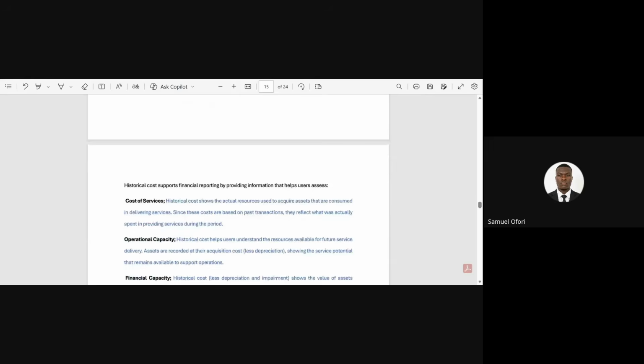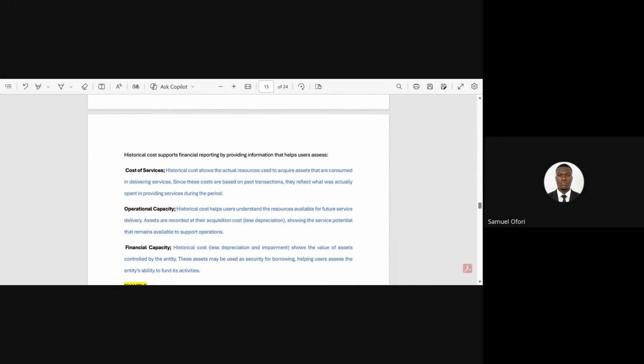Okay. The financial capacity. So this one shows the value of assets controlled by the entity. These assets may be used as security for borrowing. So you have, helping users to assess the entity's ability to fund its activities. So you have been able to acquire this ambulance for your ambulance services. Even if you are going in for any borrowings, you know that you can use this as collateral, right? To get a borrowing from an institution.